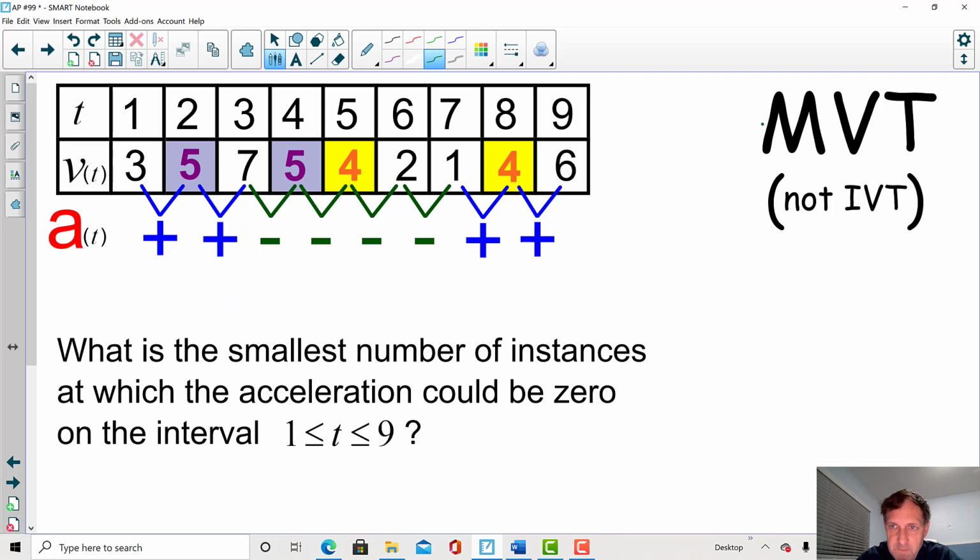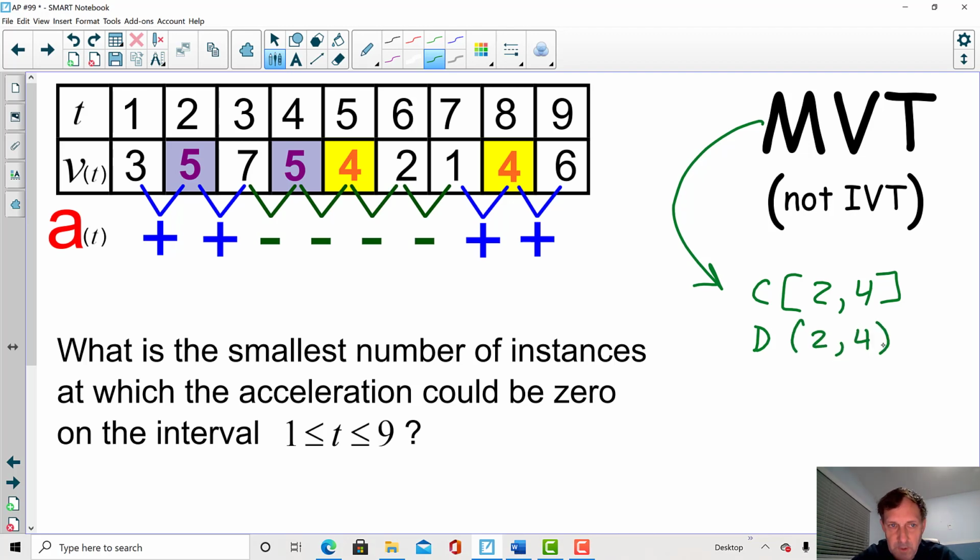Now, we do want to keep in mind the two conditions in order to use the mean value theorem: that your function must be continuous on the closed interval. So for example, it must be continuous from 2 to 4, and that's for the purple one. And we must also be differentiable on the open interval. So we must be differentiable from 2 to 4. So in order to use the mean value theorem on this interval from t equals 2 to t equals 4, both of those conditions must apply.